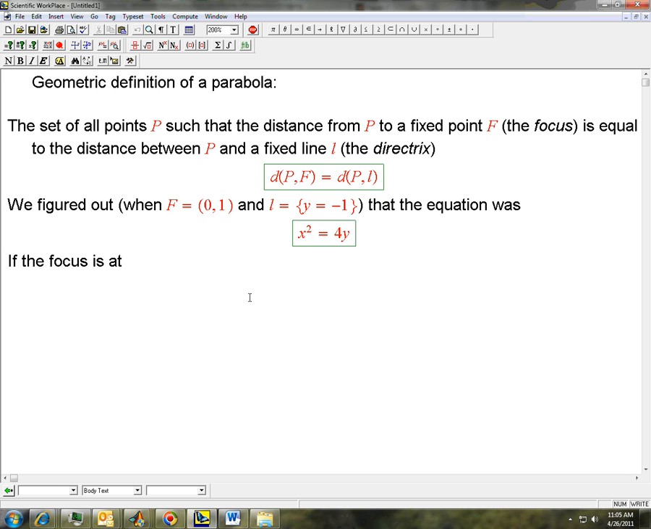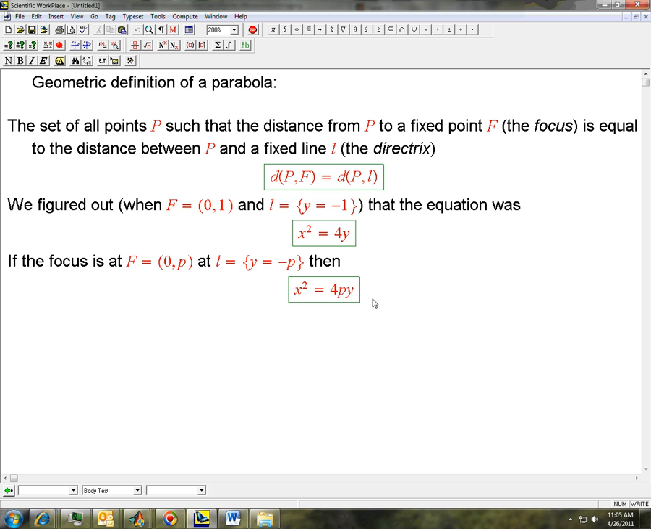If the focus is at F equals 0, comma, let's say p, to have a name for that number, the height of the focus, then in order to keep the midpoint in between at the origin, we'll shift L down to y equals minus p. Then it's not too hard to show, with just the same algebra that we did, it's just that a p comes in: x squared equals 4py.